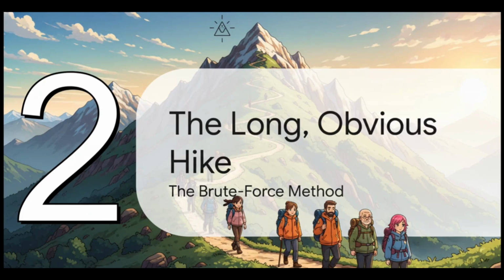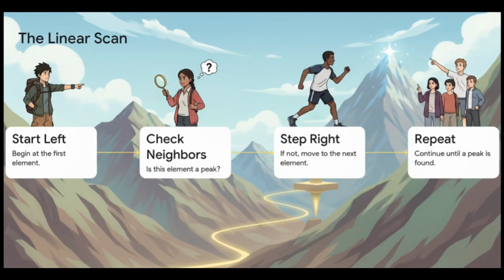So when you're faced with a problem like this, what's the first thing that comes to mind? Well, for most of us, it's just start walking, right? Let's call this the long, obvious hike. The approach is about as straightforward as it gets. You start at one end of the mountain range, you look around. Is this a peak? No? Okay, take one step forward. How about this spot? Is this a peak? Still no? Take another step. You just keep doing this, step by step by step, until you finally find one.